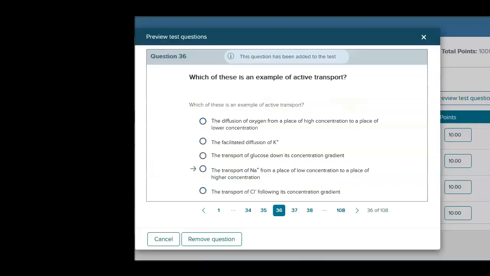Going back to the question, and that's the answer, right? This one, transport from a place of low concentration to high concentration.